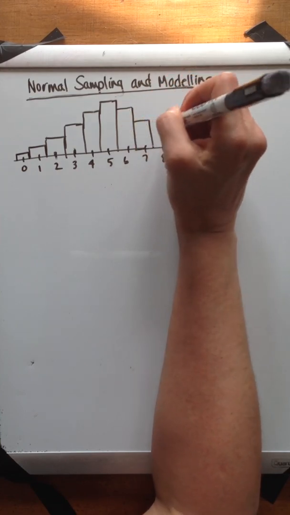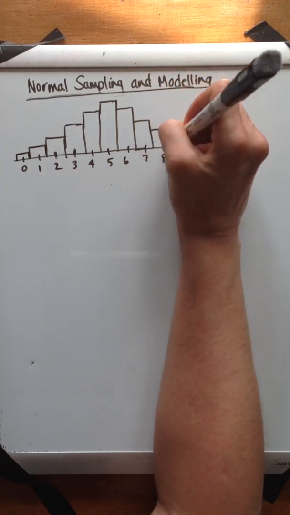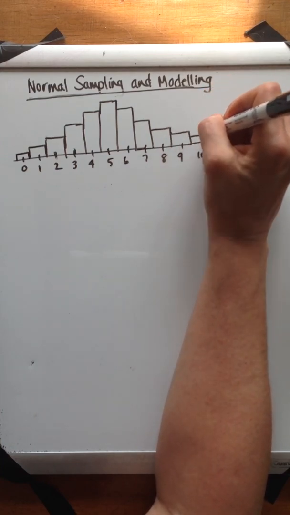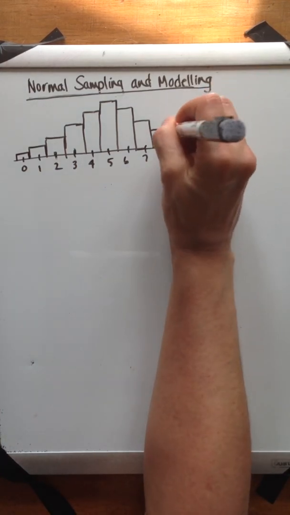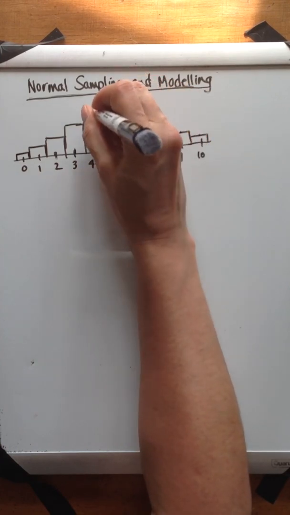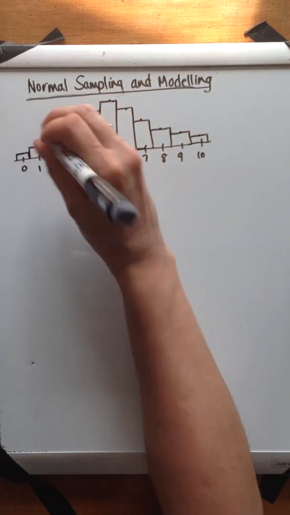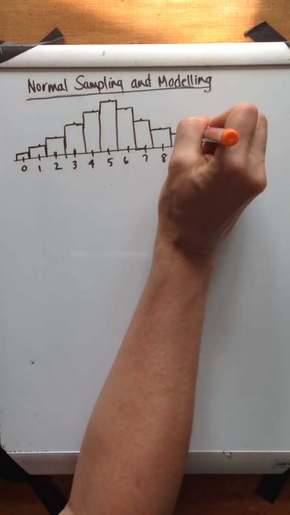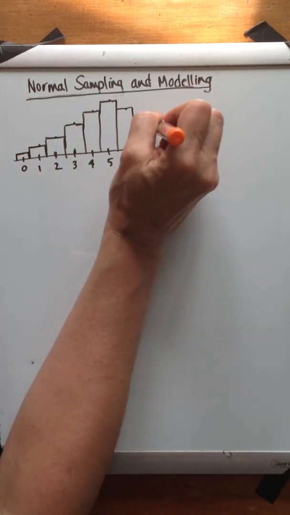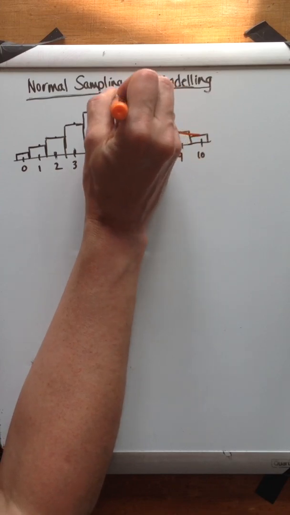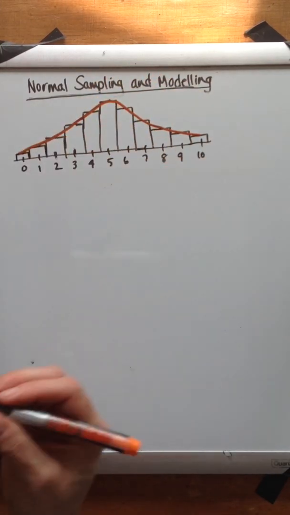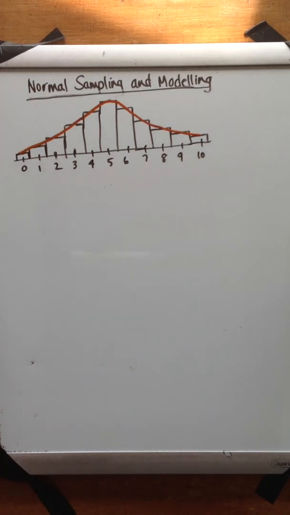So you know, if we were to connect the centers of these bins and make a smooth curve out of it, you can kind of see this would look like a normal distribution, like this. And there you go. Okay.